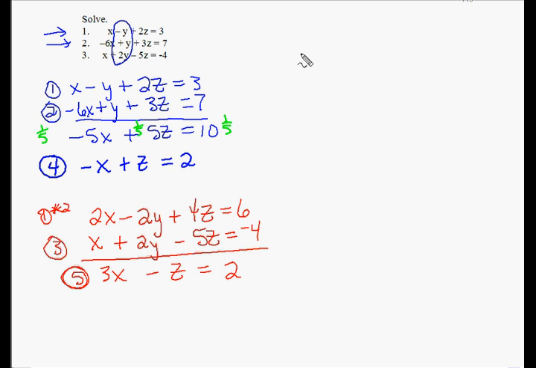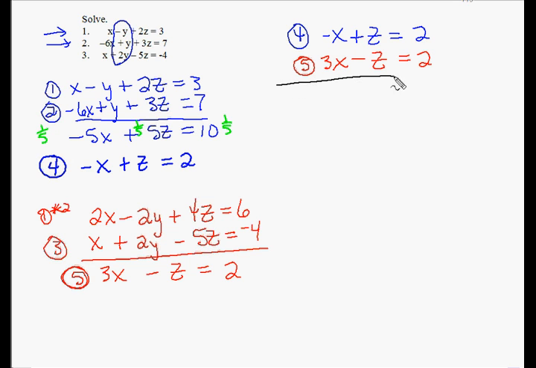Looking at equation 4 and equation 5, we can see that if we just add these two equations together, we can eliminate z. That gives us 2x equals 4. Solving for x, we can multiply both sides of the equation by 1/2. Now we have x equals 2.